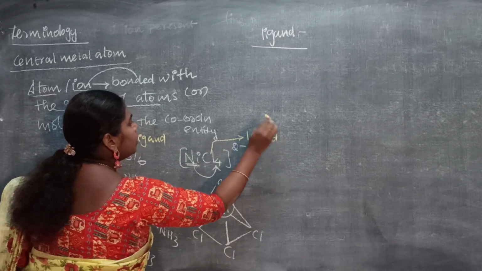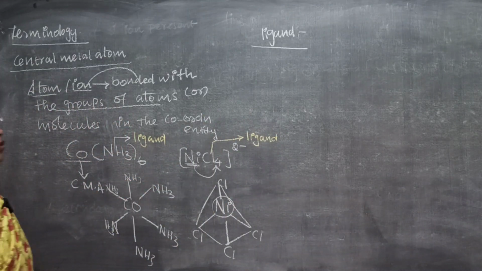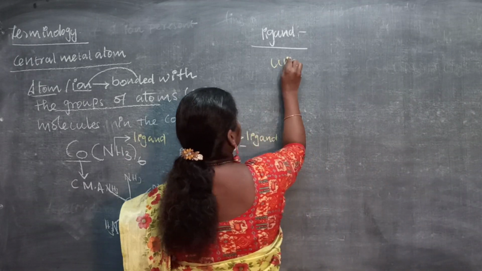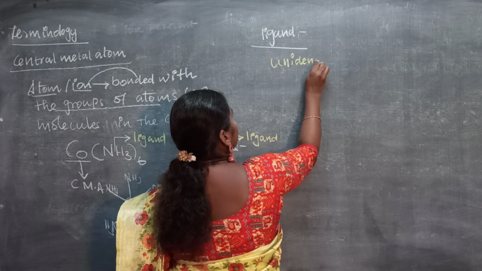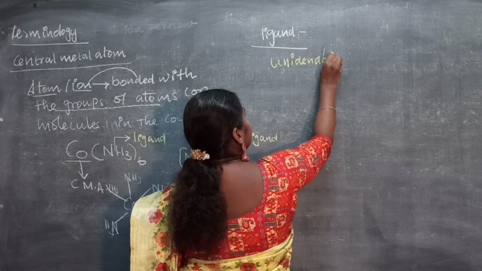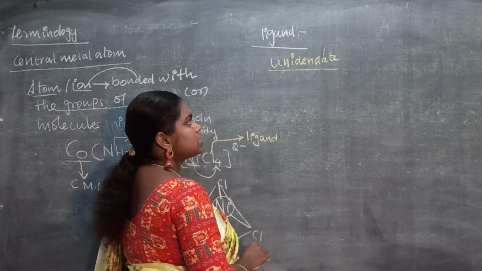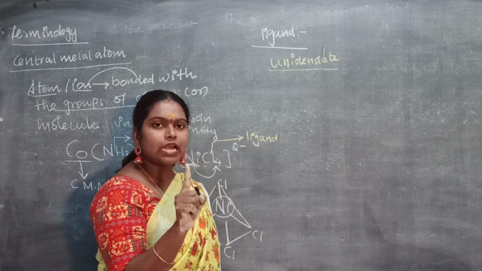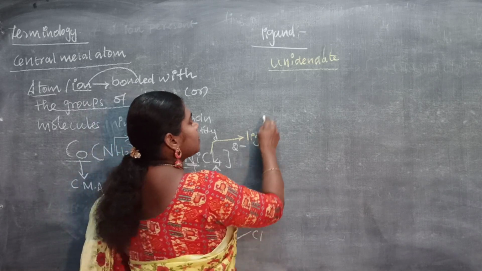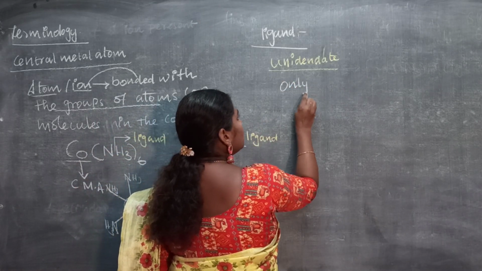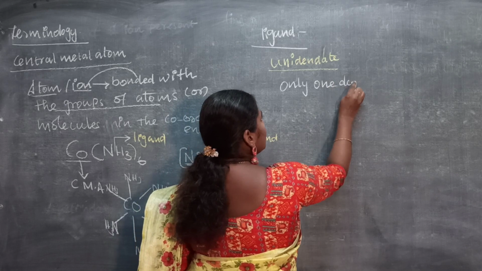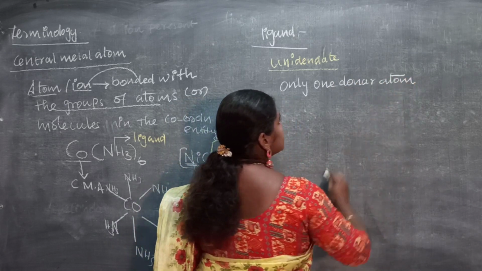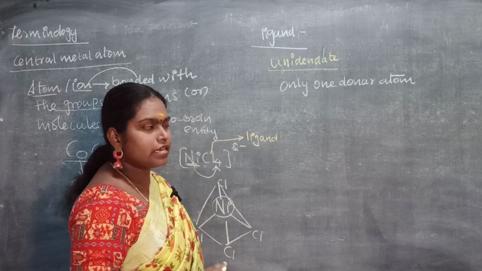Okay, now there are many types of ligands. The first is the unidentate ligand. Unidentate ligand means only one donor atom. Uni means one. Only one donor atom present in the complex, that is what we call unidentate.